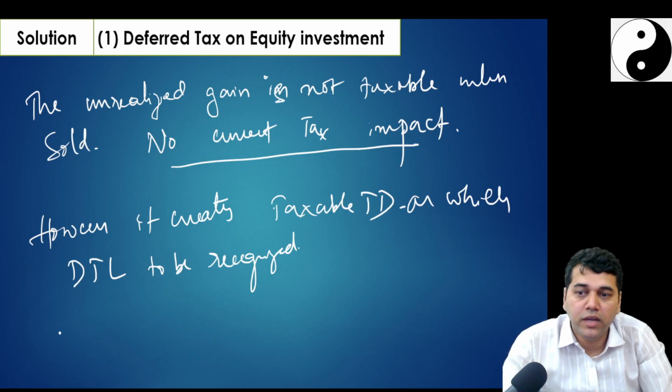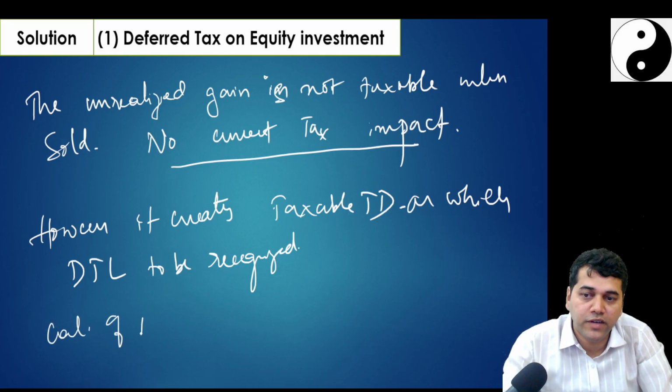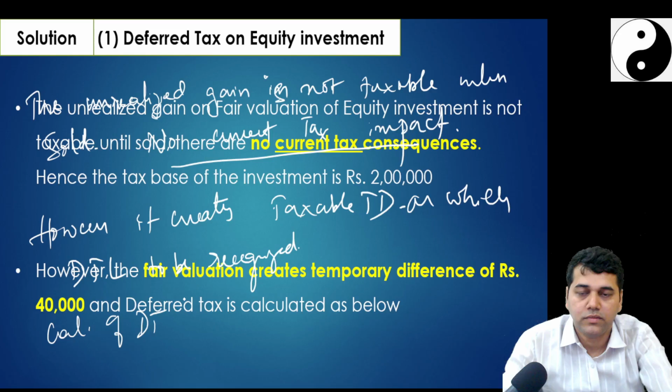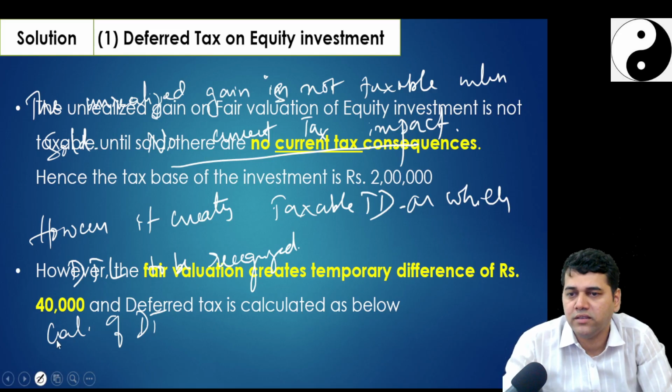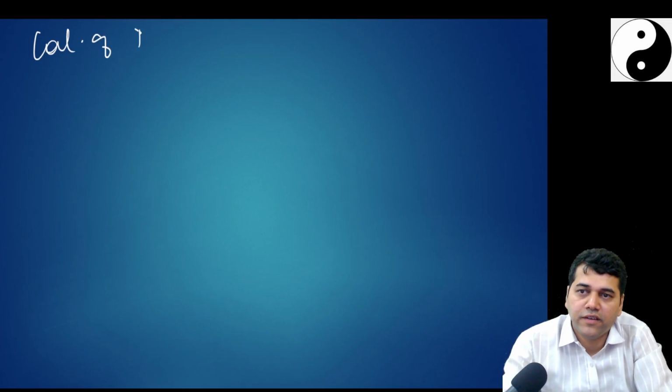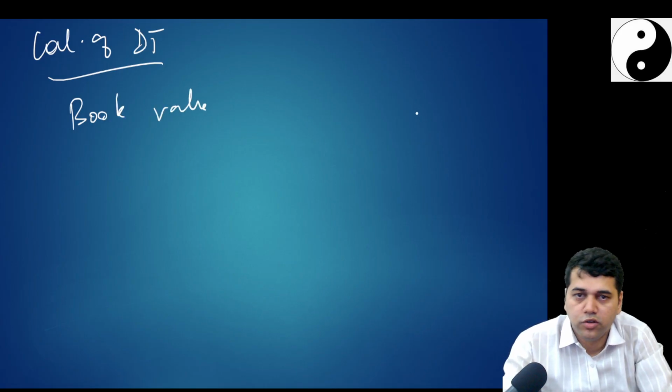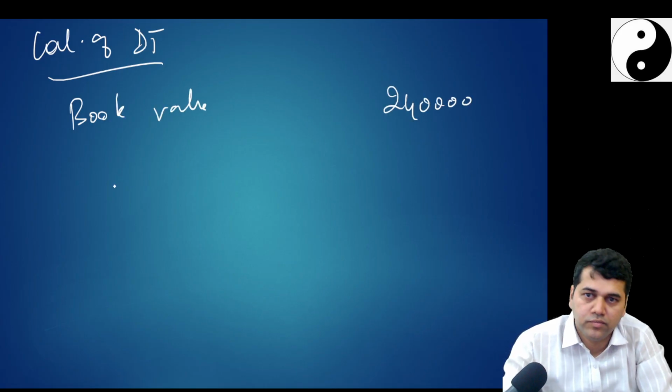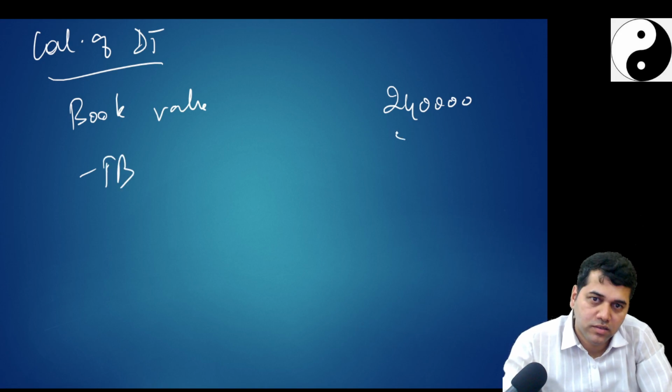So what is the book value? Calculation of deferred tax. Write the story here like this. What is your book value? 2,40,000. What is your tax base? 2 lakhs.